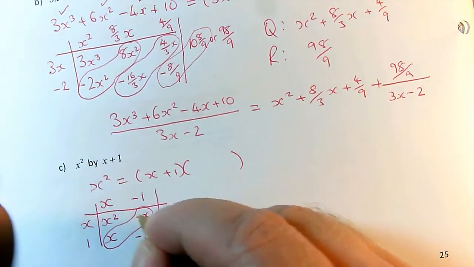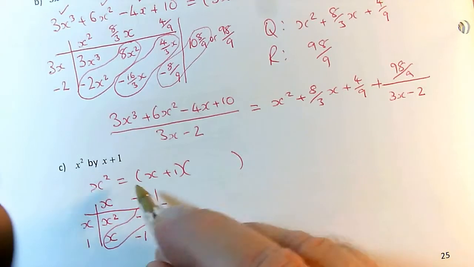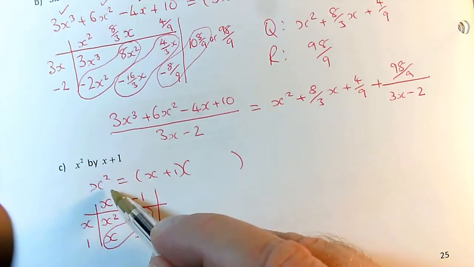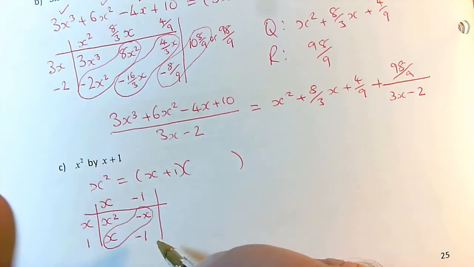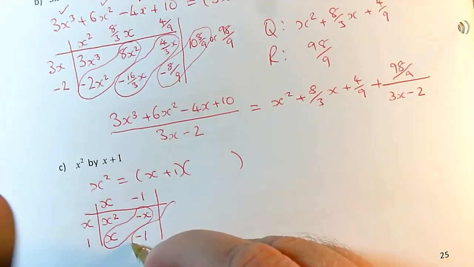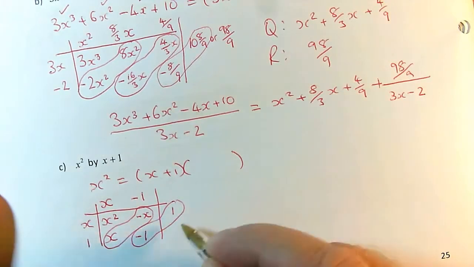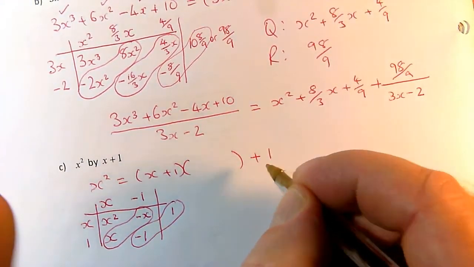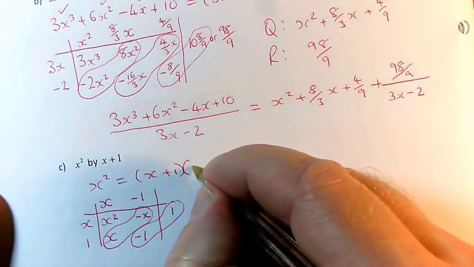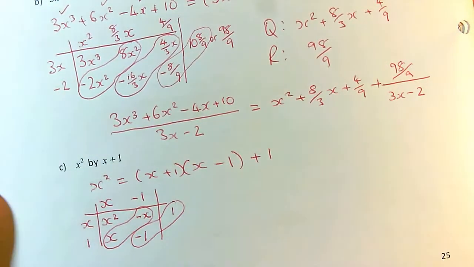That's the end of my grid proper, because I've got down to a constant. But the constant term here, again, there isn't one, it's 0, but I've got a minus 1, so I have to consider that as well. How do I get a total of 0? I need to have minus 1 plus 1. So my remainder at the end is plus 1, and the contents of the bracket is x minus 1.